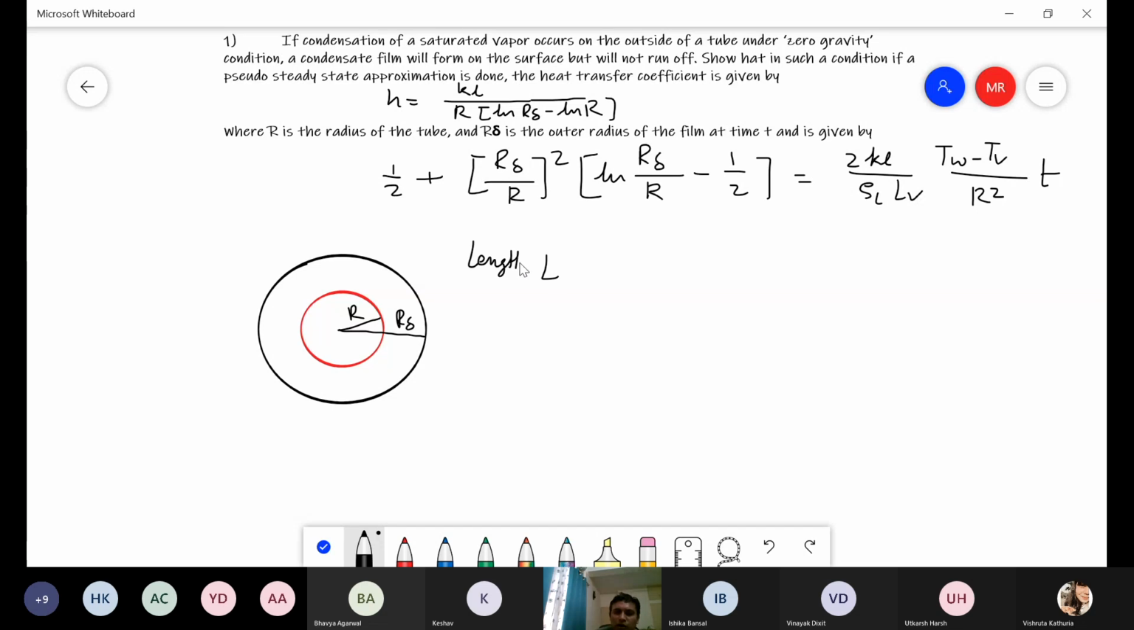Zero gravity means what? Zero gravity means whatever film of the condensate is getting formed around the tube is not falling down. That is what zero gravity is going to be in this case.